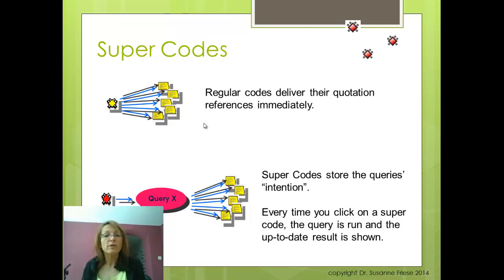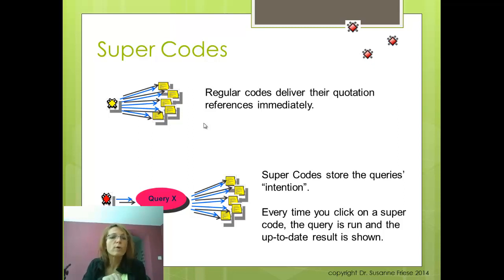stores that query. And every time we change something with code A or B, we modify the length of a quotation, or we get rid of it because it doesn't fit anymore, if you click on the supercode, it calculates the query again, and we get the up-to-date result. So it stores the query's intention. It's not permanent. It grows or decreases with your work on the data. So it's always up to date.